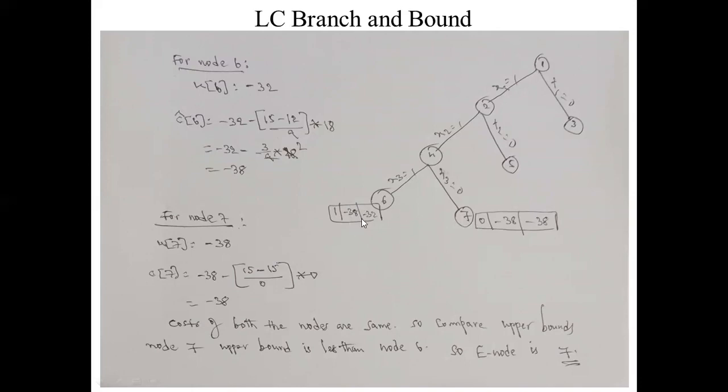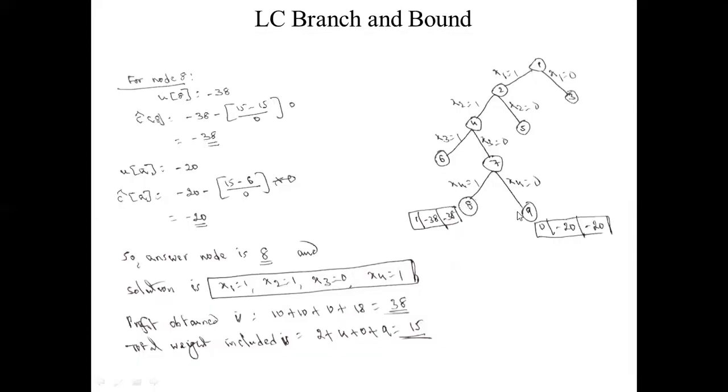Now, here the cost values are the same. Then what I told earlier: if the cost values of both nodes are the same, then compare upper bound values. Whichever node's upper bound value is smaller, expand that node. See, the node 7 upper bound is minus 38, here minus 32. So minus 32 is greater than minus 38. Then select 7 for next exploration. So 7 is the next E node now. Now expand 7 as 8 and 9.